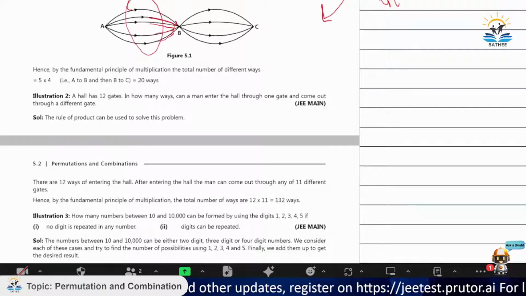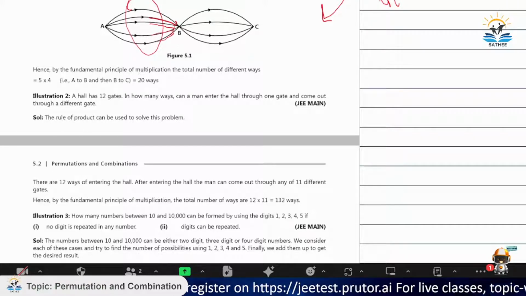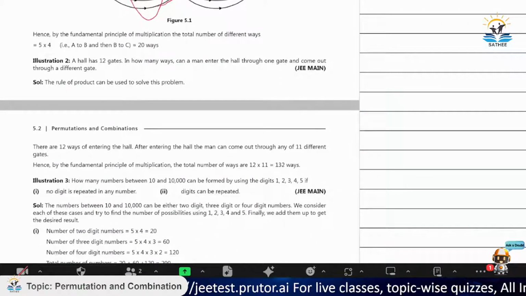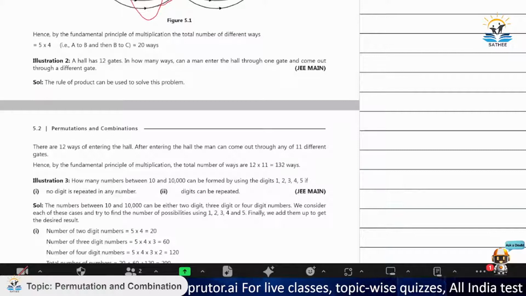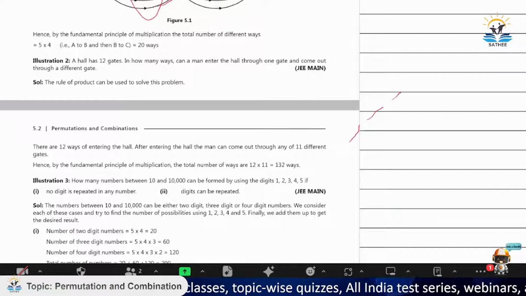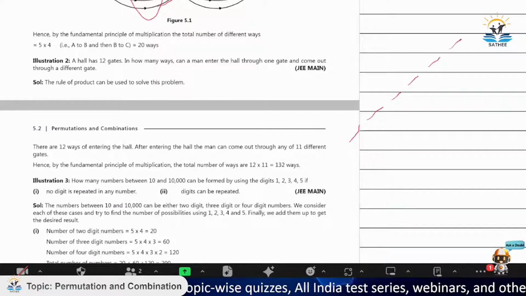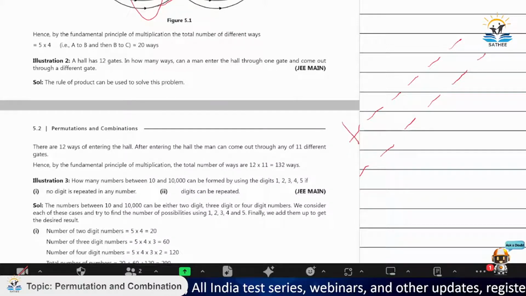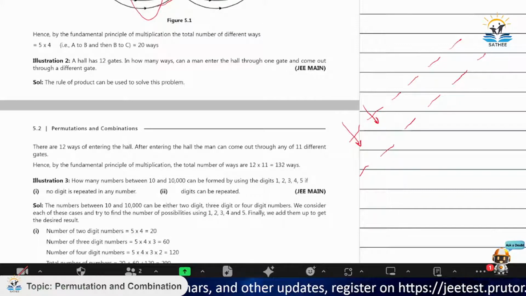Okay. Moving on, a hall has 12 gates. How many ways can a man enter the hall through one gate and come out through a different gate? Yes, it's as simple as that. अगर हमारे पास 12 gates है, so let's draw 12 gates just for the convenience of it. यहाँ पर 12 gates है. अगर मैं एक gate में enter कर गया, then I have to come out of a different gate. So how many options do I have? 11 options, right? अगर मैं इस gate से भी जाता हूँ, then to how many options will I be left with? 11. So it is 12 into 11.